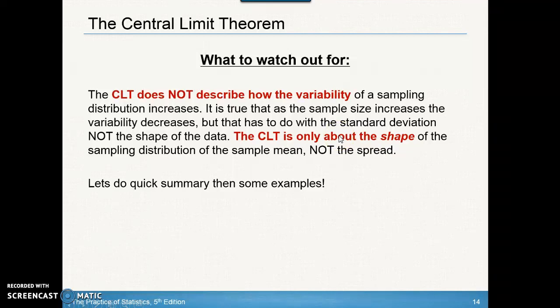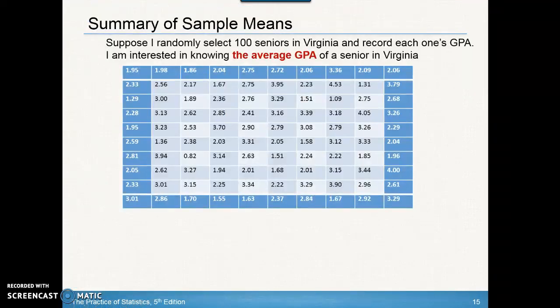Okay, let's just do a quick summary and then take a look at some examples. Okay, here's a summary of sample means. So let's go back to our example where we had 100 seniors in Virginia. So suppose I randomly select 100 seniors in Virginia and record everyone's GPA. I'm interested in knowing the average GPA of a senior in Virginia.